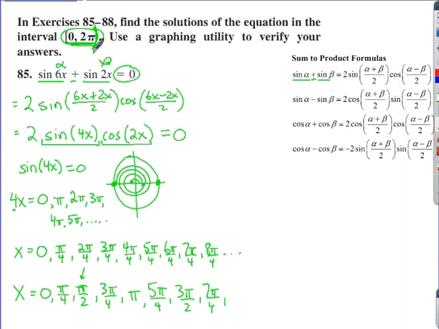So all these solutions come from that one side of the equation. Wow. Don't forget all of them. So when you've got these multiple angles, you really have to know how far you have to go.